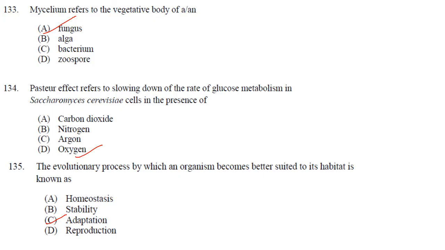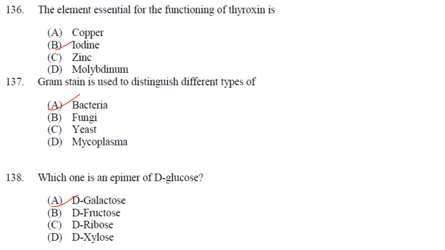Then next one, the evolutionary process by which an organism becomes better suited to its habitat is known as adaptation. Answer is option C. Then next one, the element essential for the functioning of thyroxine is iodine. Answer is option B. Then gram stain is used to distinguish between different types of bacteria. You have gram positive bacteria and gram negative bacteria.